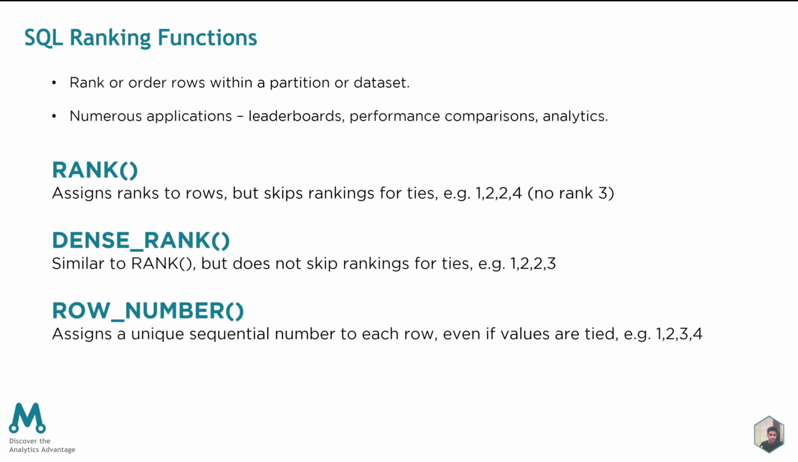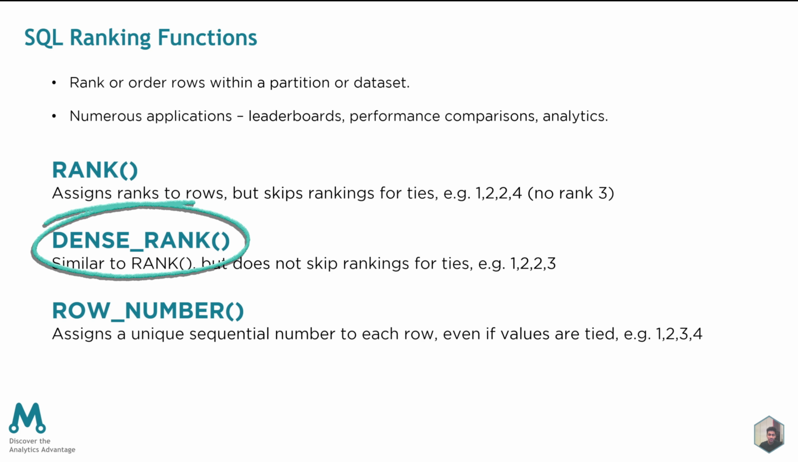There are basically three functions that we'll be talking about today. One is RANK, the second is DENSE_RANK, and the third is ROW_NUMBER. These are all window functions that allow you to rank data sets in different ways. Let me quickly go over the difference. RANK is probably the most common. This is when you're trying to rank rows, but you want to skip the rankings for ties. For example, 1, 2, 2, and then 4. Since you have two rows that are tied at 2, you're going to skip number 3 and go straight to 4.